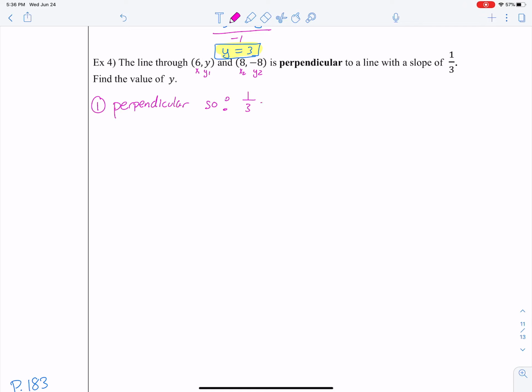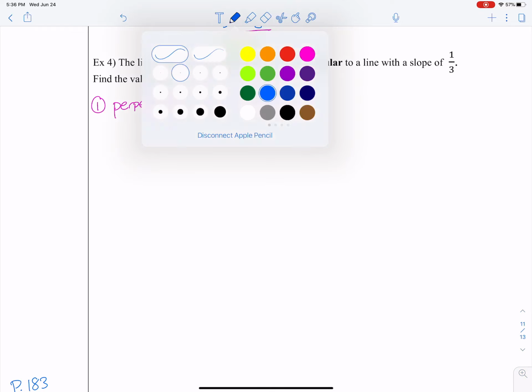1 over 3 becomes, so we're going to flip it, 3 over 1, and then we're going to add a negative to change the sign. So it becomes -3 over 1.